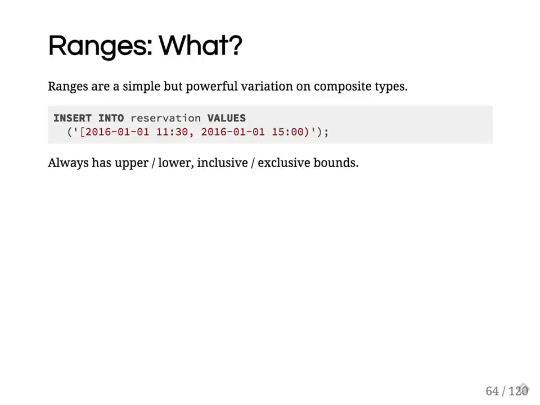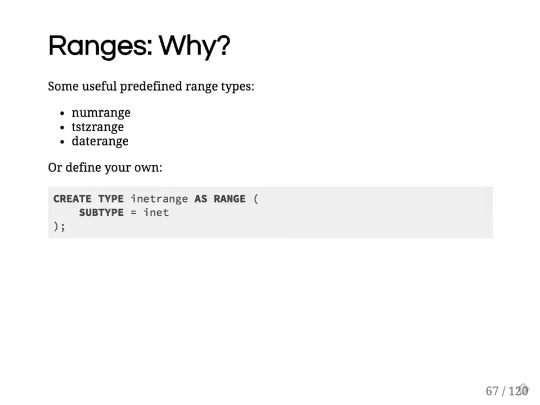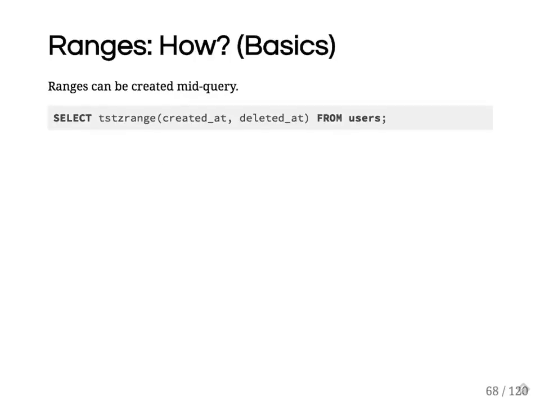Things happen in time. Records are created and destroyed. Customers start and then leave. A range type has an upper and lower bound and then a bunch of operators that basically let you query on this. Depending on how sophisticated you need to be, you can have inclusive or exclusive bounds. I believe square is exclusive and round is inclusive. Nothing lasts forever. Your customers don't last forever. They're fast, and they have exclusion constraints, which are really cool. There are a bunch baked into Postgres. You can define your own. It's in the manual. And you can also create them mid-query.